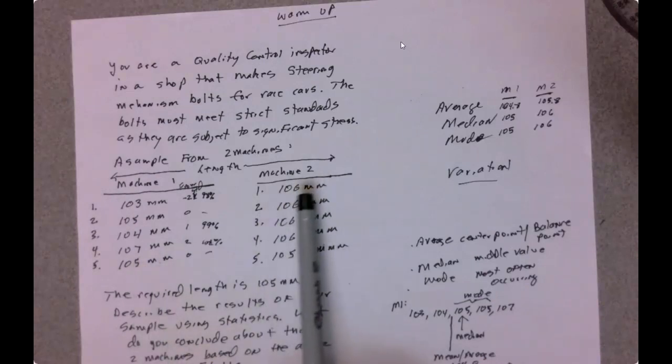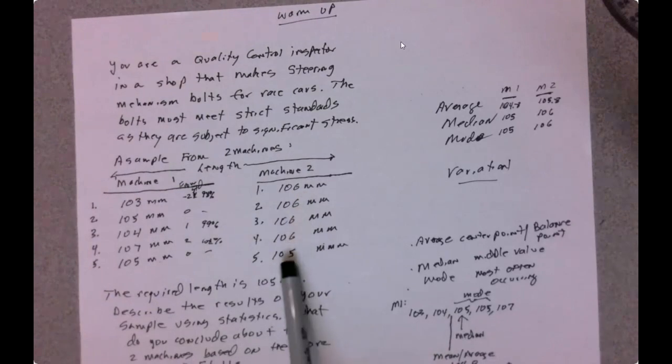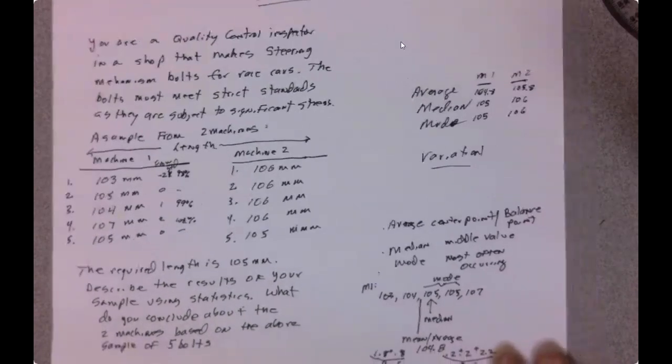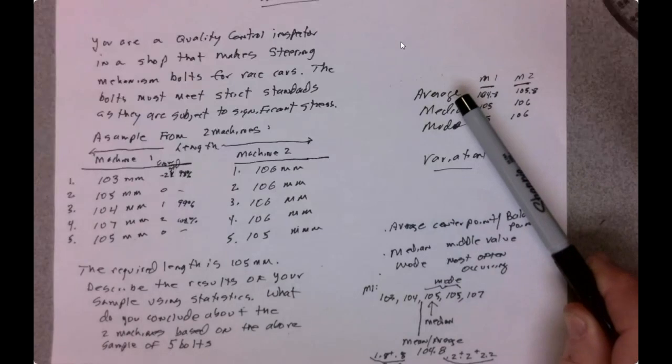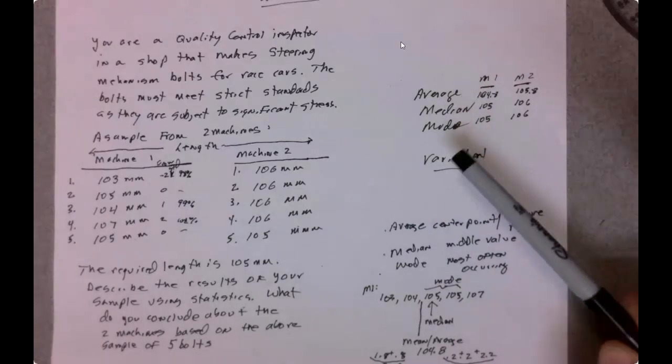And the same with this machine over here. You can tell these are all 1 millimeter over, and this one's right on it. So we use this kind of as a vehicle to have a conversation about the statistics that are in chapter 7, which is the average, the median, and the mode.